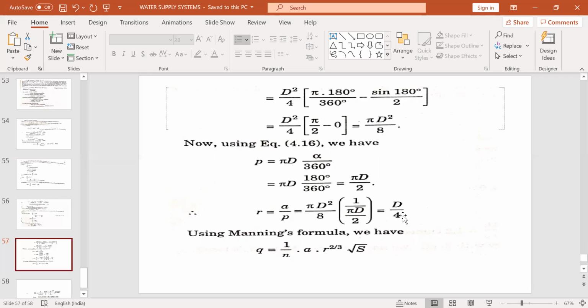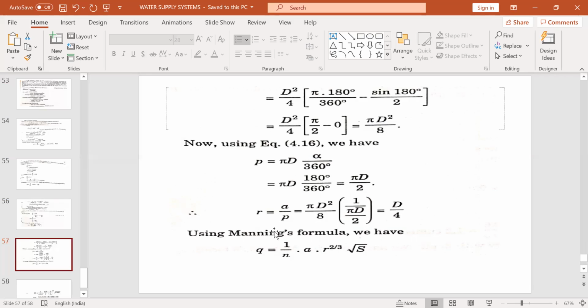So what is the inference that we are getting from here? In both the cases, whether the pipe is running full or the pipe is running half, even if you are not given any data, the hydraulic mean radius straight away you can take as D by 4 for solving straight away solutions.